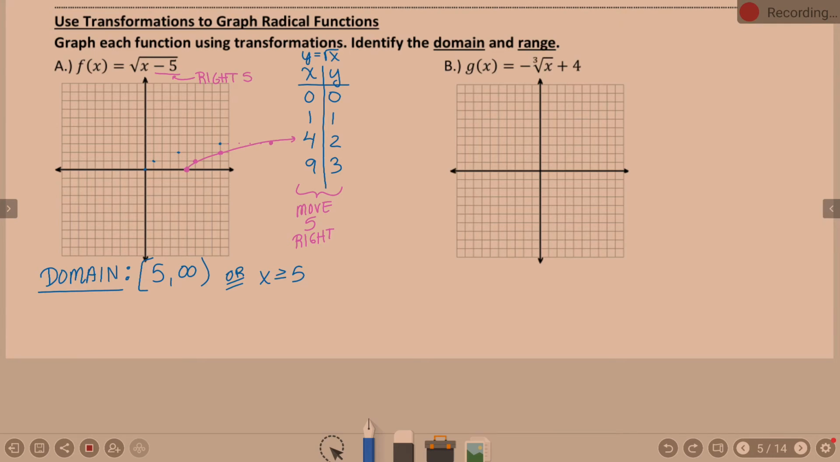And then range. What are you thinking? How low does this graph go? 0. How high does it go? As it's moving right, it keeps moving up. So this is another 0 to infinity. Infinity, of course, still uses parentheses. 0 still uses a bracket. Or if we were talking inequalities, you could say not x, but y greater than or equal to 0.